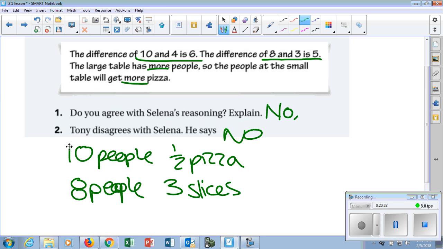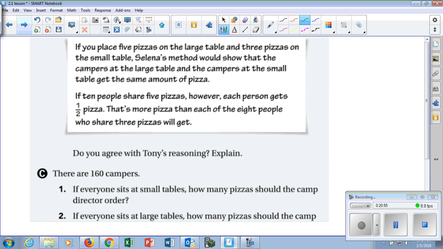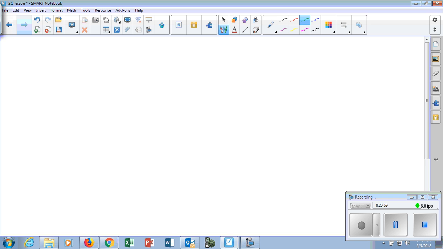And then for C, you guys all have a C, right? That says there are 160 campers and then 1 and 2. Well, we already did that, so just cross that off. That's written on the second page. It's just, for some reason, copied again. So you can ignore that. And then let's see if our homework, we already did that. There's no homework.